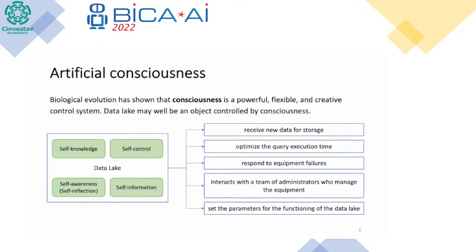In the process of management based on available resources, the consciousness provides the ability to receive new data from storage, optimize the query execution time, respond to equipment failures, interact with a team of administrators who manage the data lake, and set parameters for the functioning of the data lake.